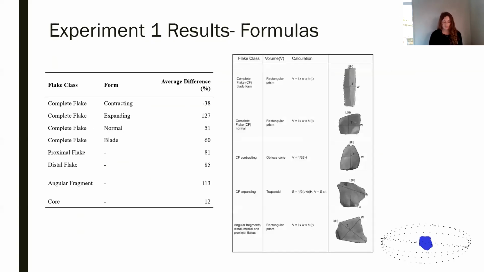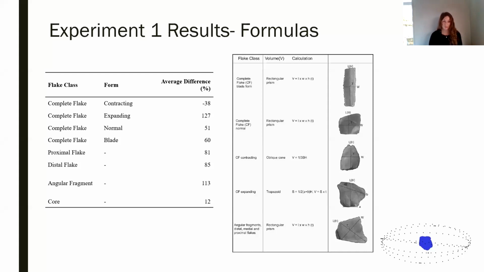So the 3D modelled volume was the volume of each object calculated by measuring the mesh of each photogrammetric model in Blender. These volumes were used as a baseline to compare the accuracy of calculated volume using 3D shape formulas for flake and core classes. So this table here shows the percentage of average difference between volume calculated using photogrammetry and volume calculated using mathematical formulas. The results show that on average, formulas tend to overestimate volume.